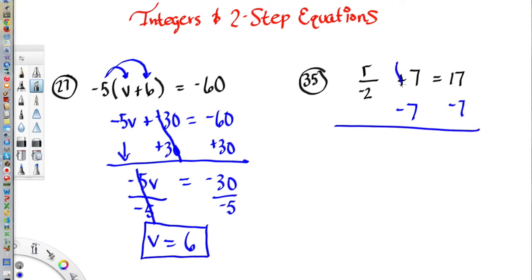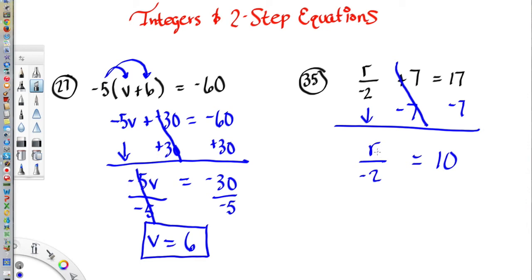The +7 and -7 cancel each other out. I bring down my r divided by a -2. That's correct. Some of you might be saying, well, that's r over -2. Yeah, but every fraction is a division problem. And a +17 plus a -7 is going to be a +10.